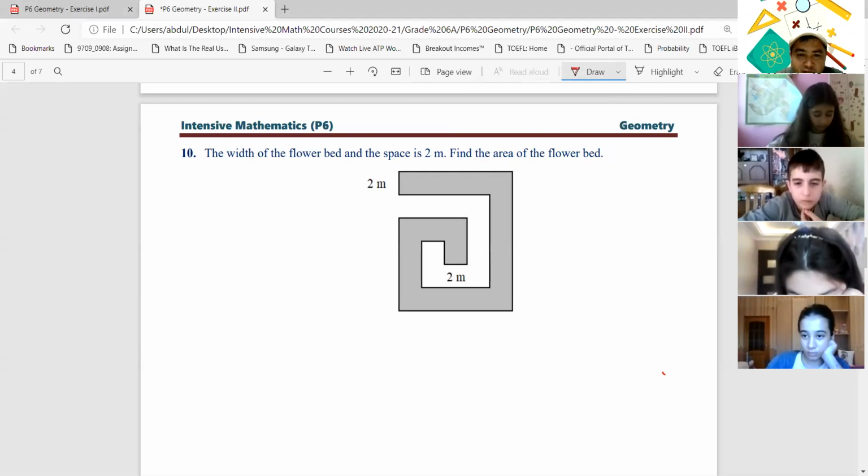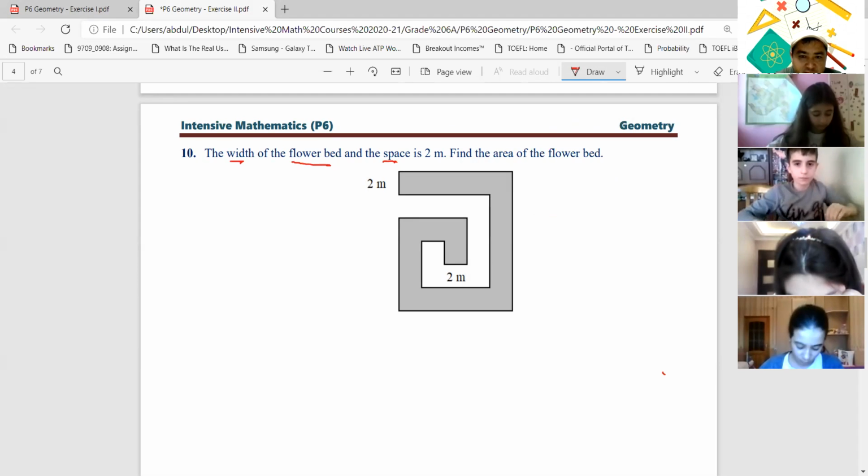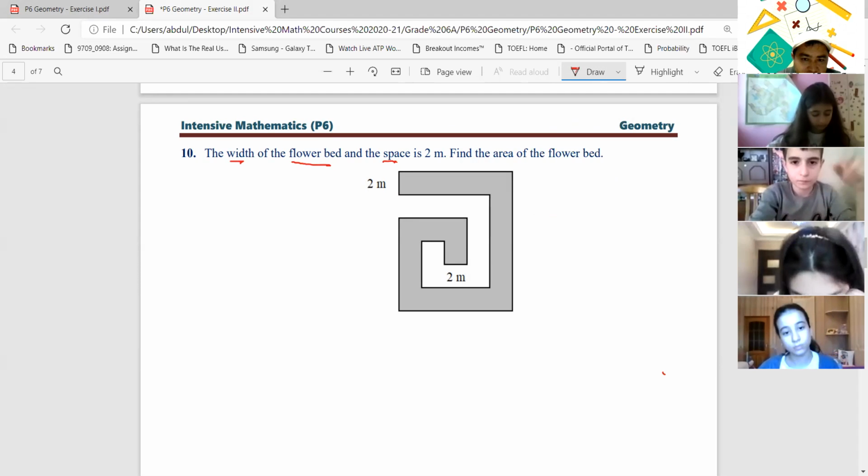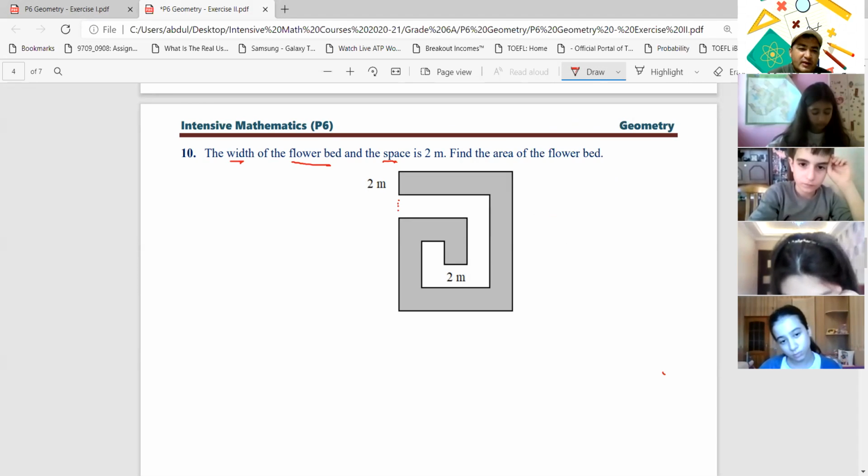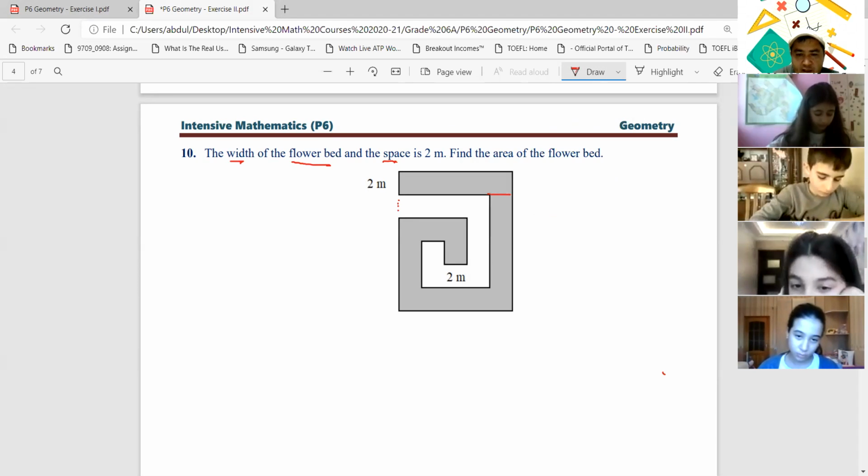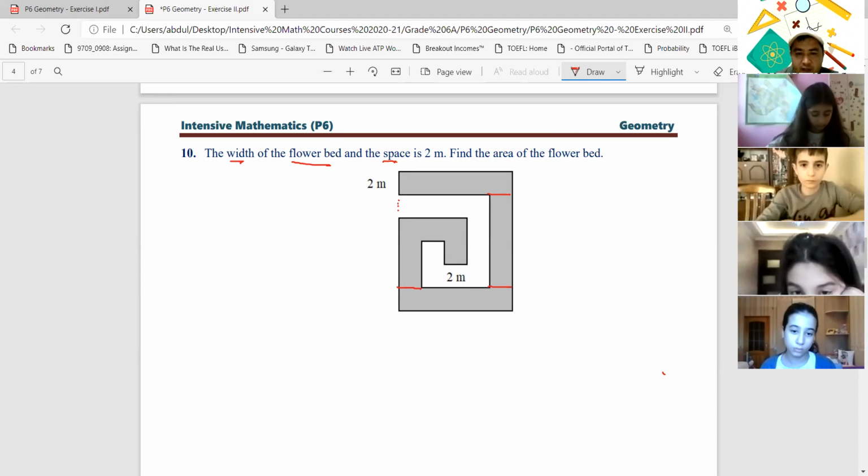So guys, let me just do, as you see here, the space, right? The width of the flower bed and the space is 2 meters. Also, this one is 2 meters. Anyway, let me just divide this into rectangles, all right? One I cut from here, another one from here and from here, and another one maybe from here and from here, okay?